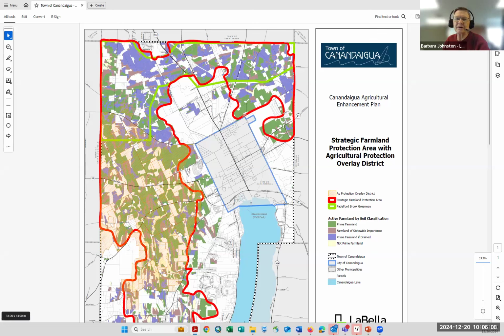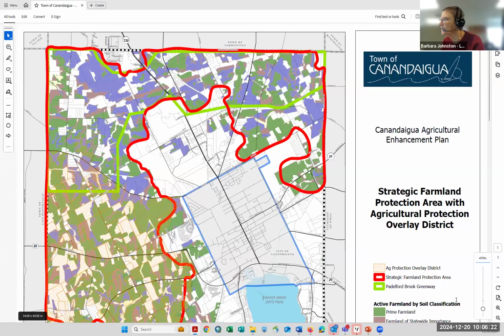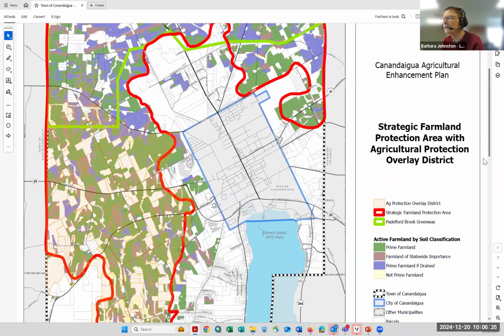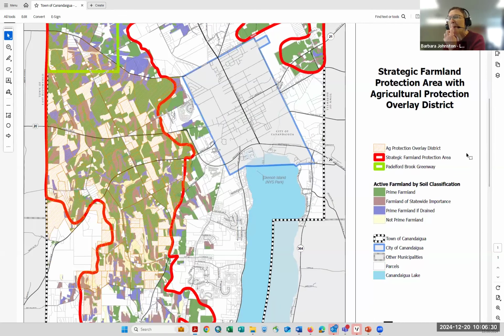So I'm going to zoom in a little bit to show you when we try to select the parcels. As you might recall, the definition is parcels 7 acres or more between these streets, right? So yeah, the orange hatch mark shows the areas that are in the ag protection zone.